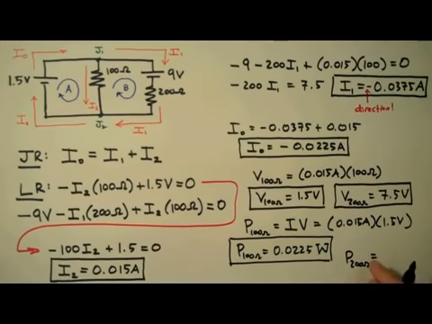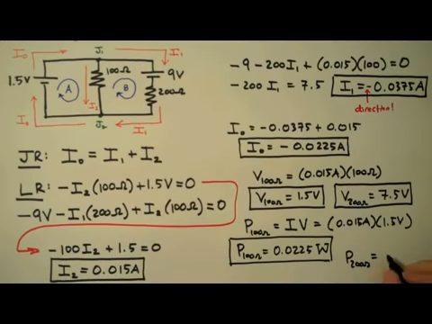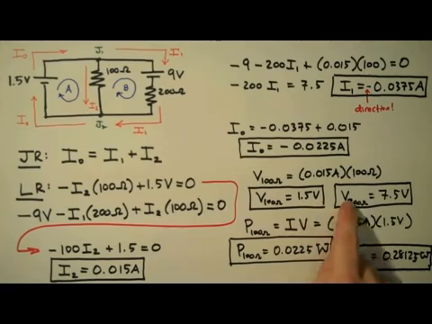And to determine the power dissipated by the 200 ohm resistor, we're just going to multiply the current times its voltage, which yields 281.25 milliwatts. And I'll box this up. And we're done. So there you have it. The current through, the voltage across, and the power dissipated by resistors using Kirchhoff's rules.